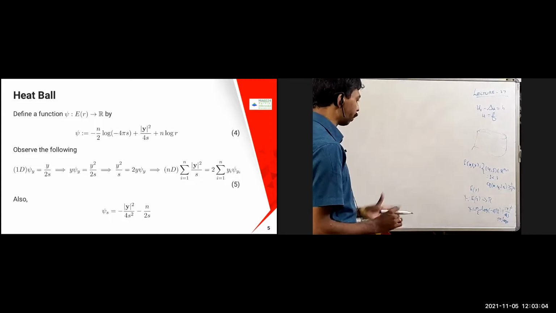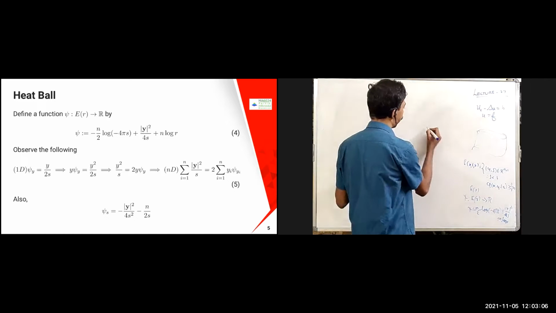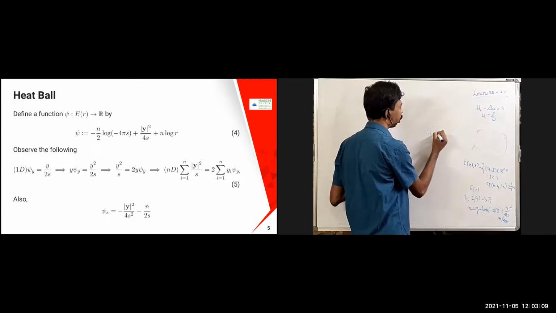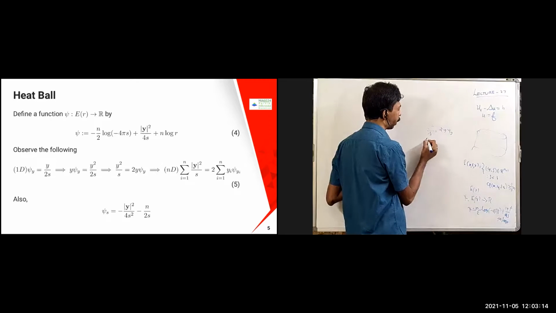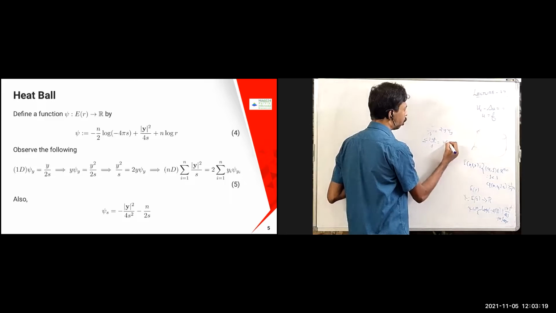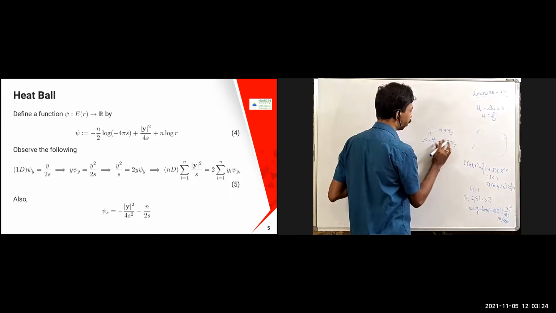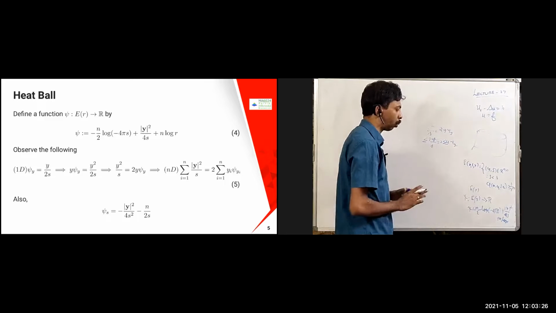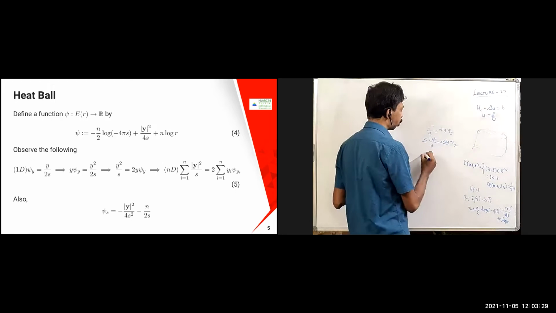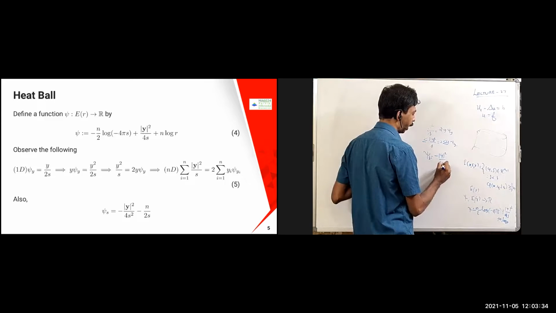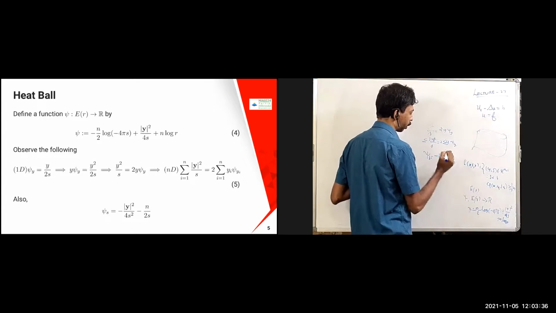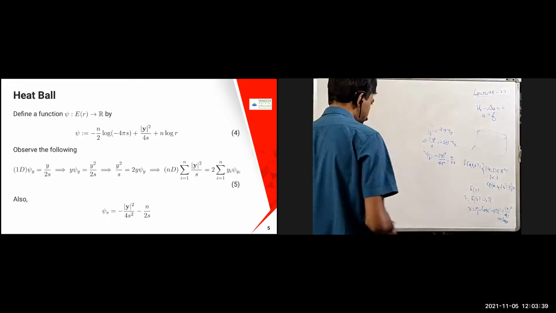Then for the 1D case, we have proved that y squared by s equals 2 into y psi_y. And for the n-dimensional case, we have proved this one: summation of mod y squared by s is going to be 2 into summation of y_i psi_yi. Summation is going to be there. This we have proved. Apart from that, you can prove this one also: psi_s equals minus mod y squared by 4s squared minus n by 2s. This also you can prove from this one.